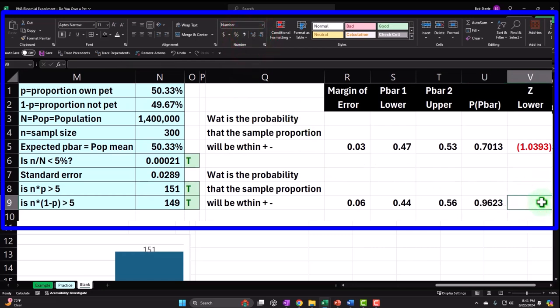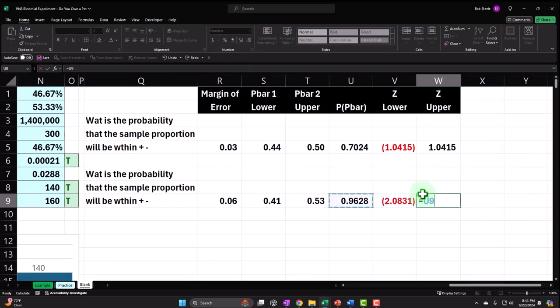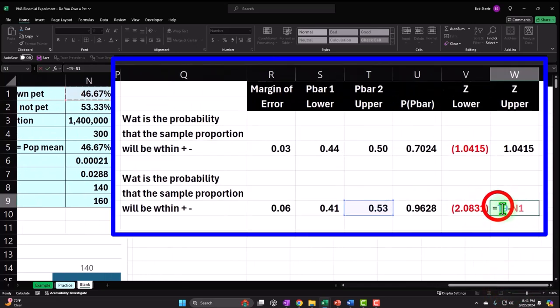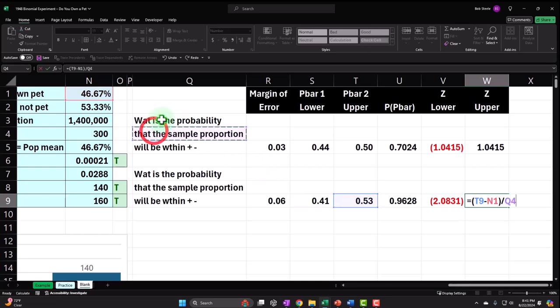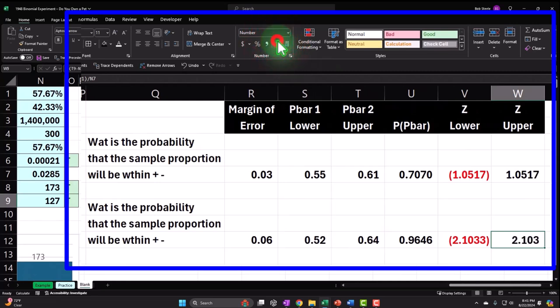And then in terms of z-scores, the lower z-score is going to be this minus the proportion, close it up, divided by the standard error, add some decimals. And then this is going to be equal to the upper minus the proportion. I have to put brackets around it so it does that first, and then divided by the standard error. Add some decimals there, and so there we have that.